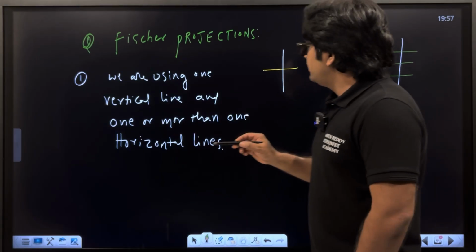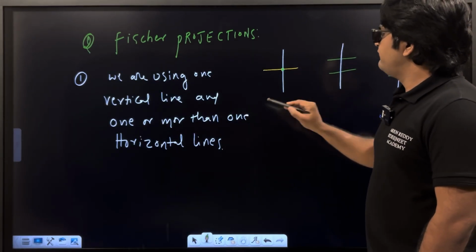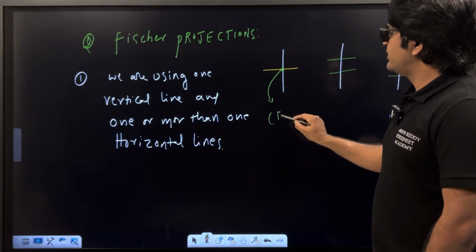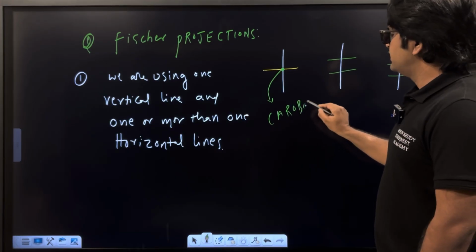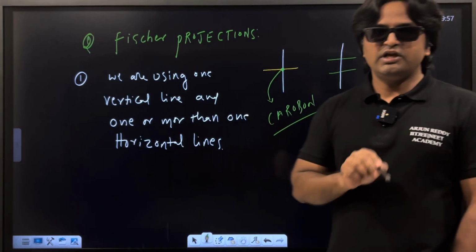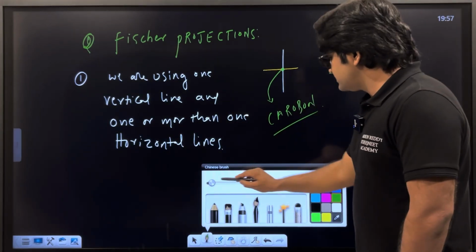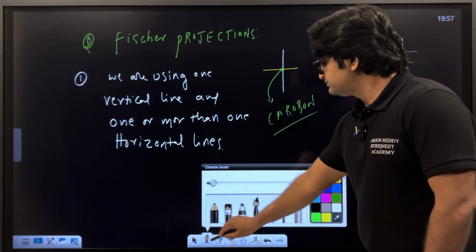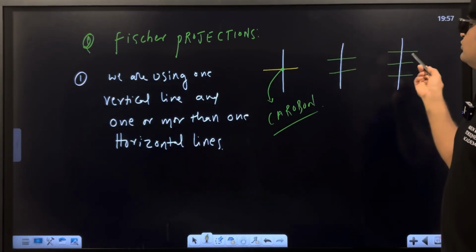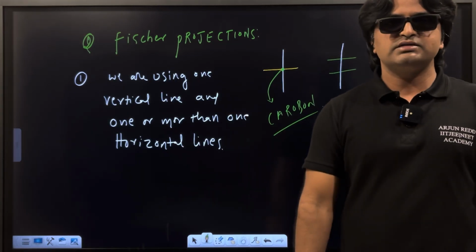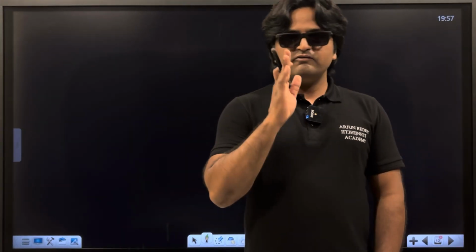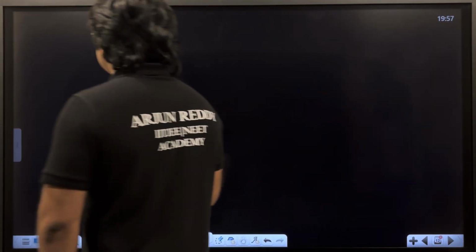Here every cross is indicating a carbon atom. Very important point: every cross indicates carbon. Clear? Here one vertical, two horizontal, next one vertical, three horizontal, like that. That is our first point. What is the first point? We are using one vertical line and one or more horizontal lines.